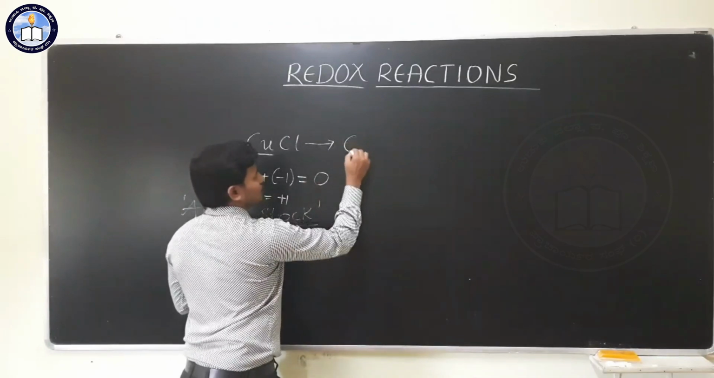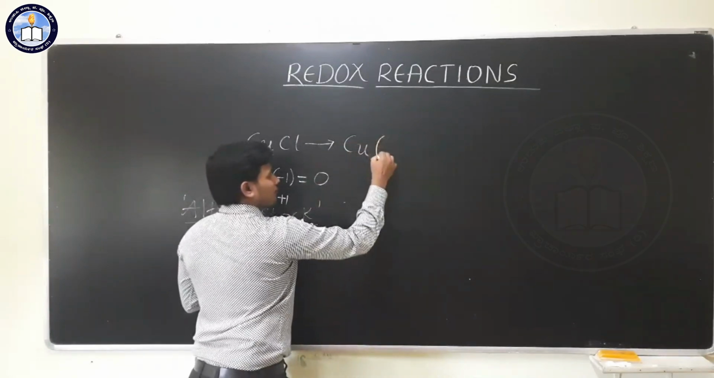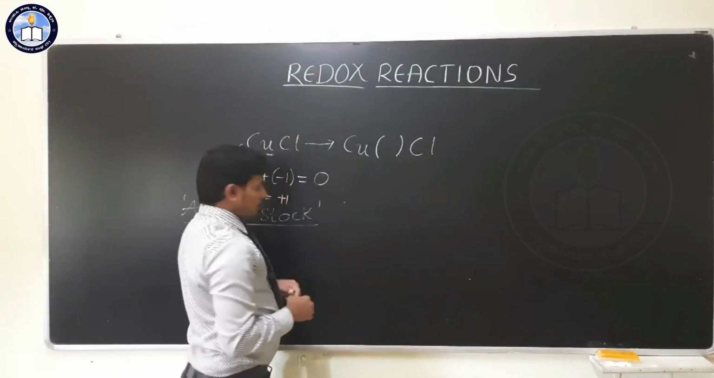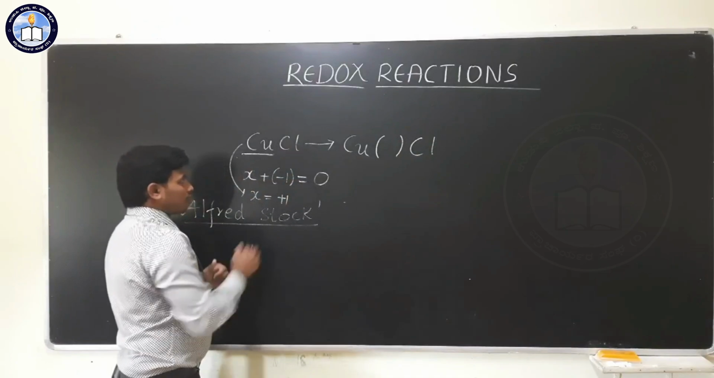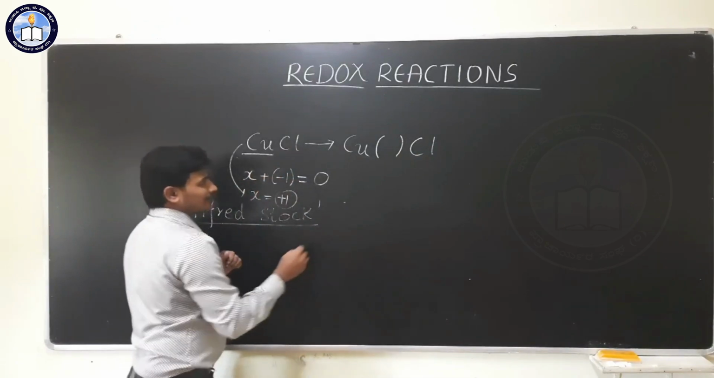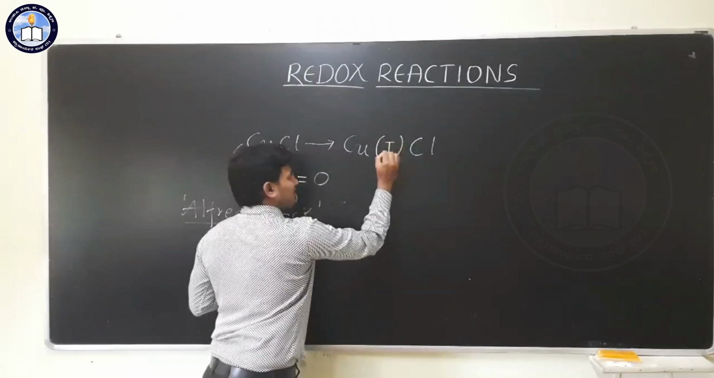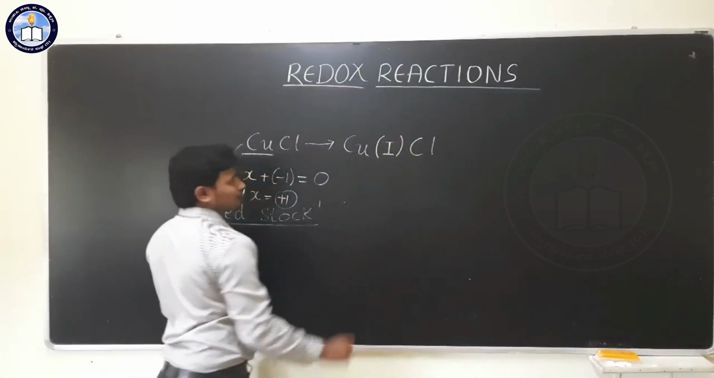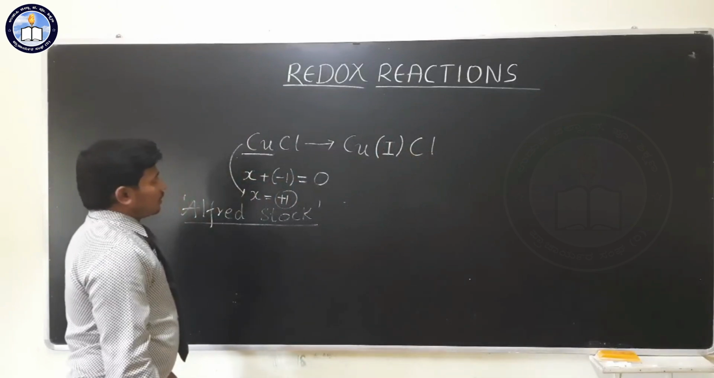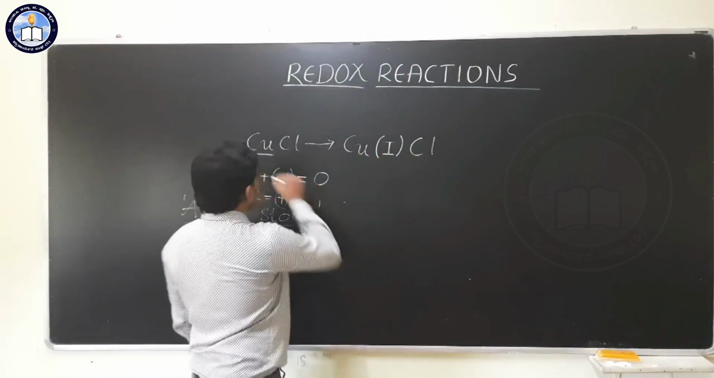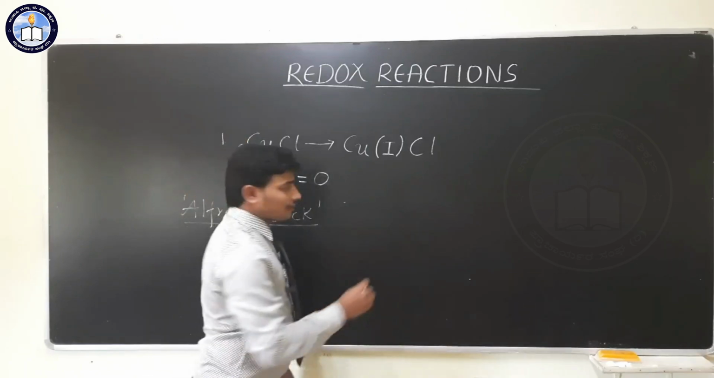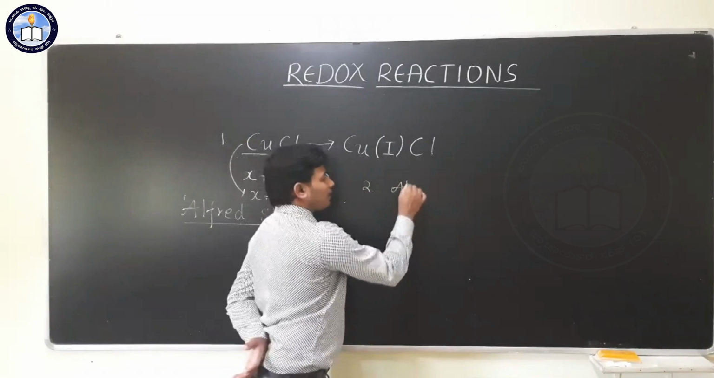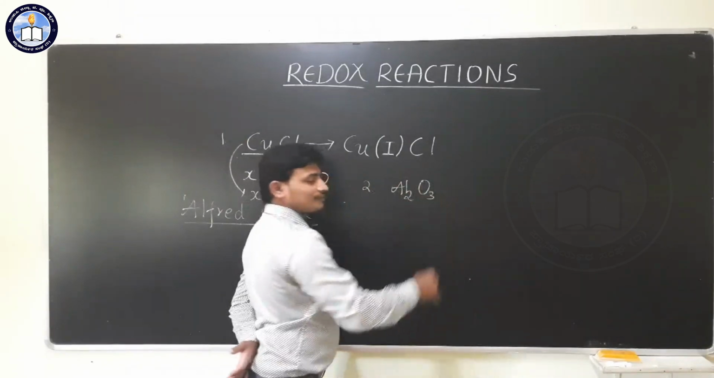So let me write Cu, parenthesis, put here Cl. Now oxidation number for Cu is plus 1, therefore I have to write here Roman number 1. Let me take another example. This is example number 1. If I go for another example, Al2O3.